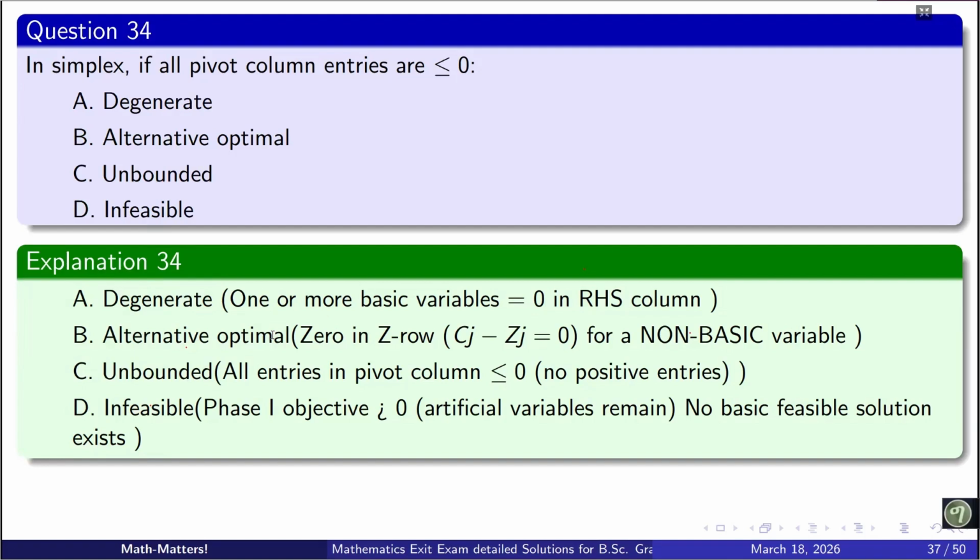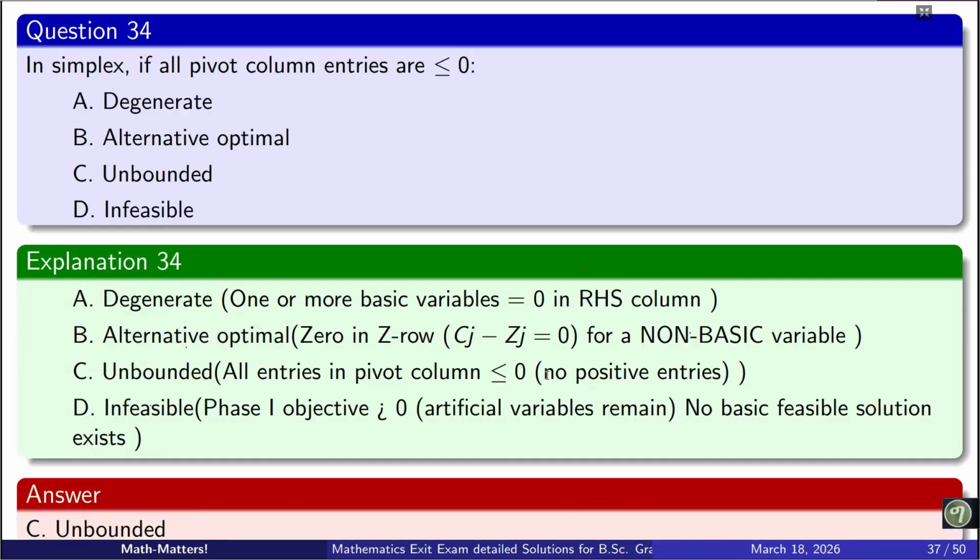Alternative optimal, whenever Cj minus Zj is equal to 0 for non-basic variables. Unbounded, if all entries in the pivot column are less than or equal to 0, no positive entries here. And infeasible, in phase one, if the objective is non-zero and an artificial variable remains, no basic feasible solution exists. So the answer is unbounded, because all entries in the pivot column are less than or equal to 0. So the answer is C, which is unbounded.